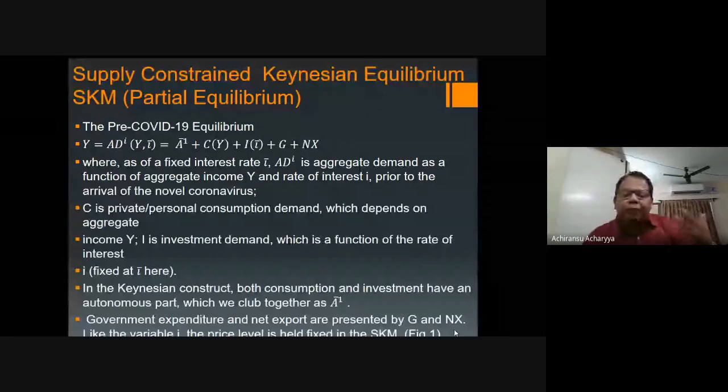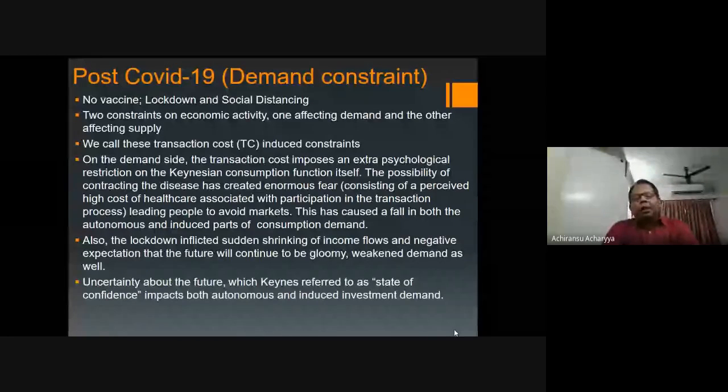Let me just look at what happens after the pandemic, after COVID-19 has an impact on the economy. So post-COVID-19, the major problem that the world faces is that there is no vaccine for this huge pandemic. So what is the other option? The other option is to go for lockdown and social distancing. Now, the moment you go for lockdown and social distancing, there are two constraints on economic activity, one affecting demand and the other affecting supply. So we call these transaction cost induced constraints.